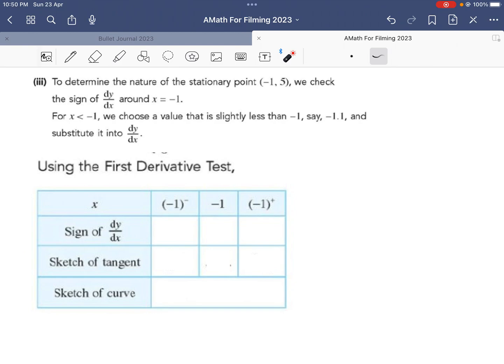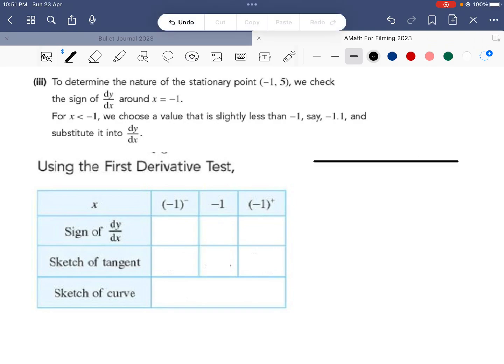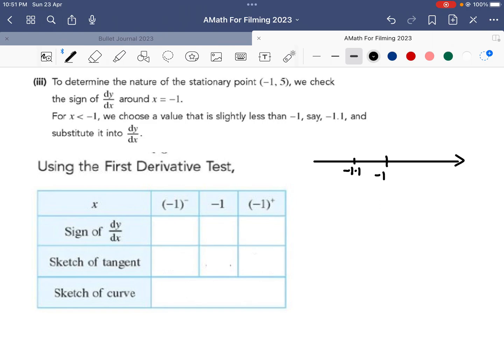Now what is negative 1 minus? Negative 1 minus is a point slightly to the left of negative 1. So let me help you here. If I were to draw a number line with the point negative 1, something slightly to the left of negative 1 will be negative 1.1, and something slightly to the right of negative 1 is negative 0.9. Okay, so far so good.